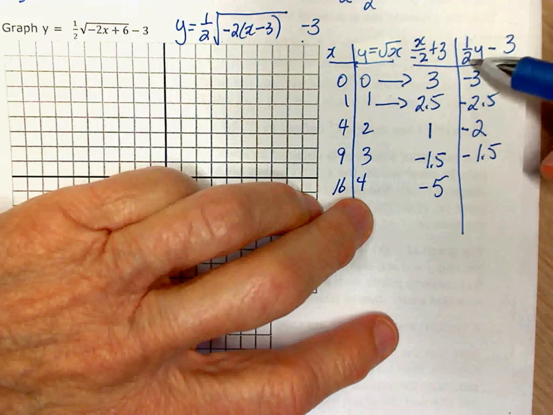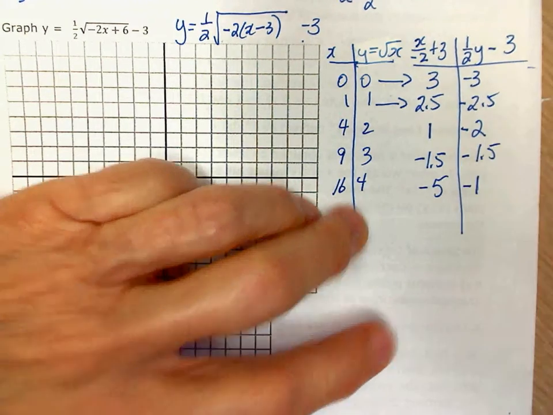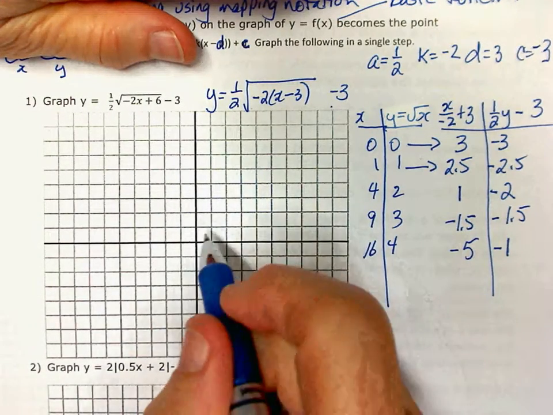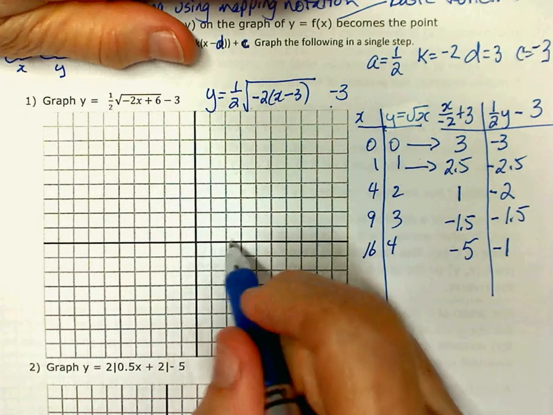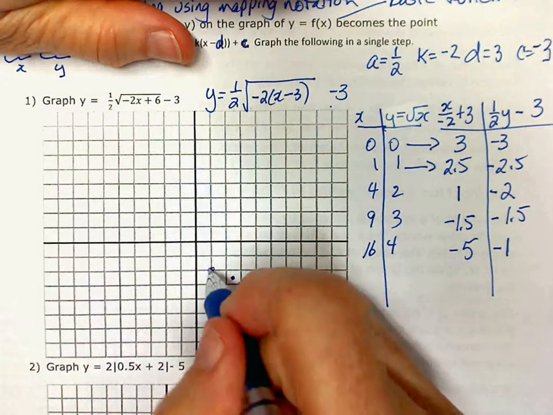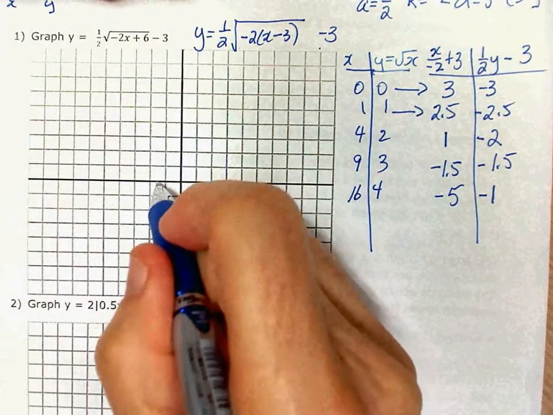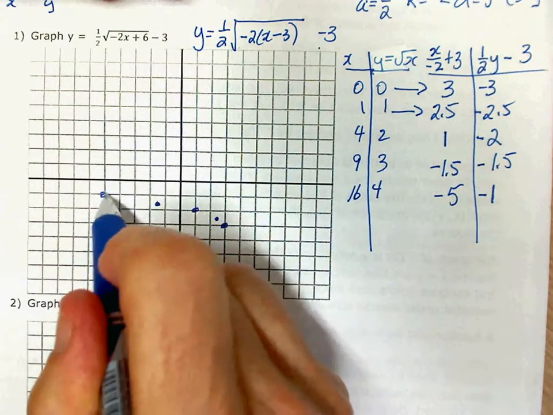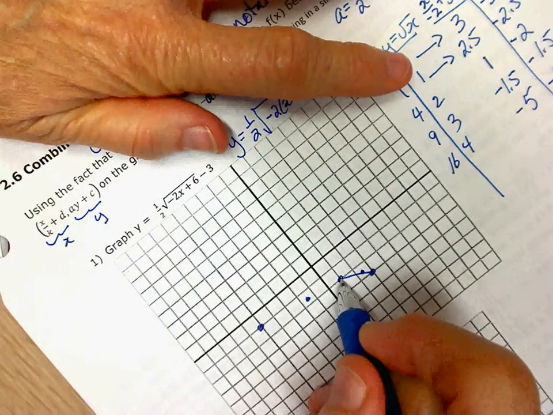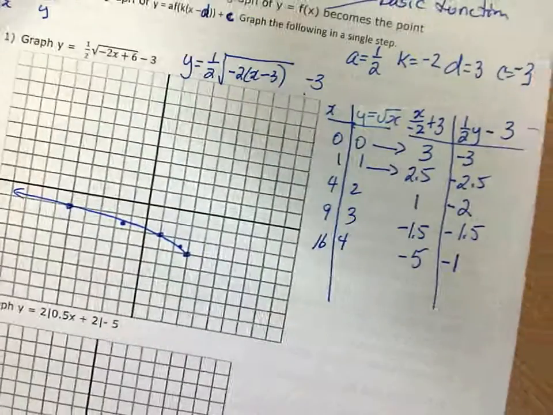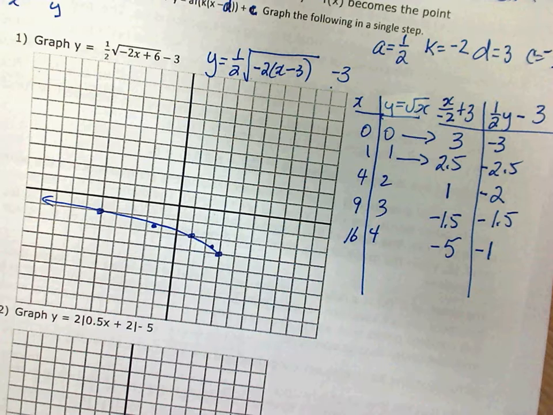So now we can graph it very quickly. 1, 2, 3. 2.5, minus 2.5. 1, negative 2. Negative 1.5, negative 1.5. Negative 5, negative 1. That's your graph. That's graphing using transformations. I guess that's all we can do for today.